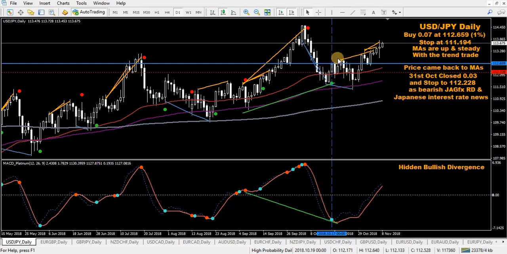Buy trades are normally signified by the cross of two blue lines like here. As you can see, it's going up nicely. Got bearish JAGfx RD and MACD through the zero level, hence I've probably closed. That's probably the reason I closed it. You can read the notes there, what some of the reasons behind it.